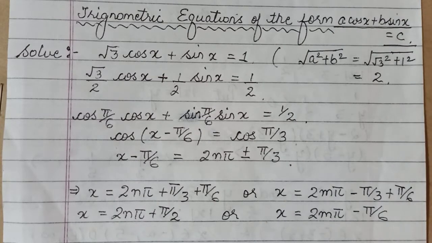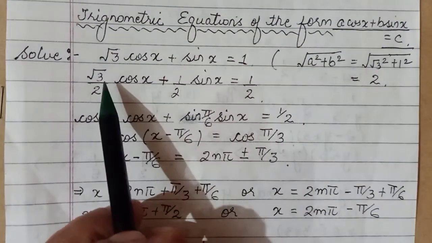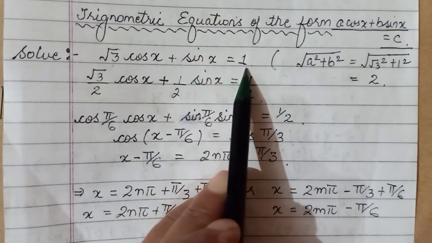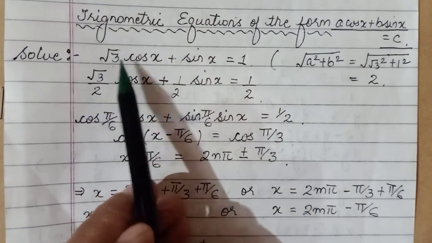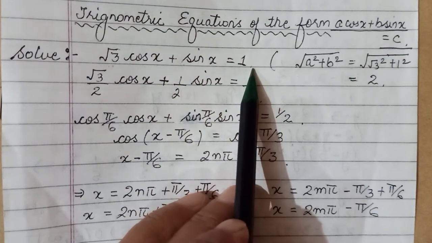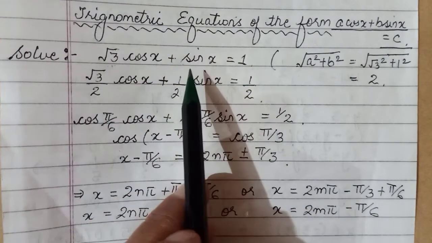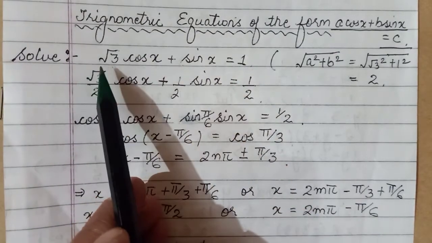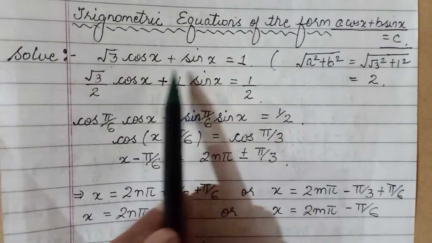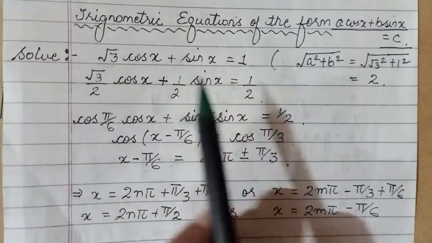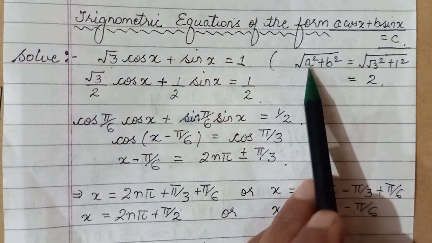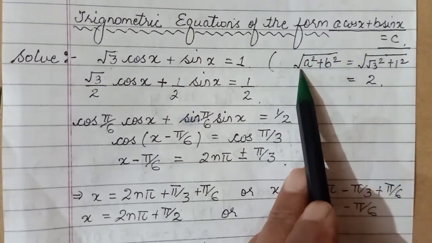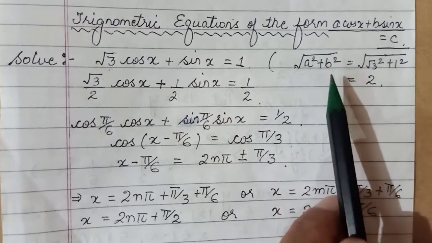So here we have this equation which satisfies that form: root 3 cos x plus sin x is equal to 1. Your A, B, C: A is the coefficient here, B is here, and C is the constant on the other side. So for this one, A is root 3, B is 1, and C is 1 again. When you come across such a form, the first thing you have got to do is divide on either side by the expression under root of A square plus B square. A, B and under root of A square plus B square will obviously form a Pythagorean triplet.